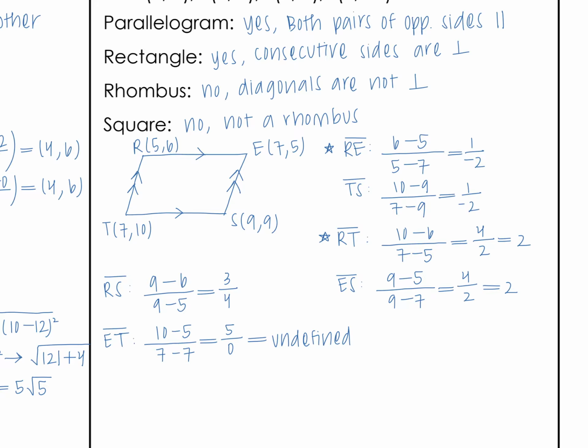Okay. If you are showing me slope, I should not see as a reason that the sides were congruent. Okay. Because you didn't show me distance formula, you showed me slope. It should match up to the reason I am using to justify on whether or not it is a parallelogram, rectangle, rhombus, or square.